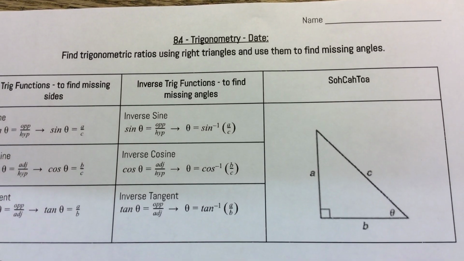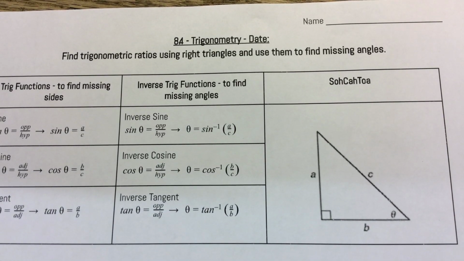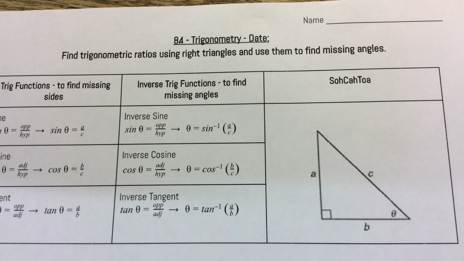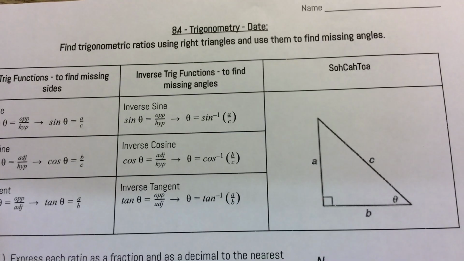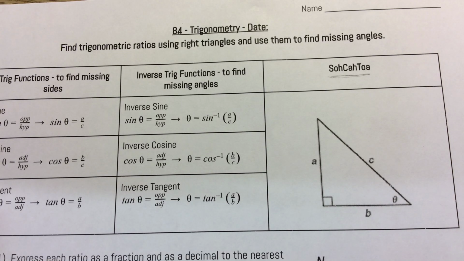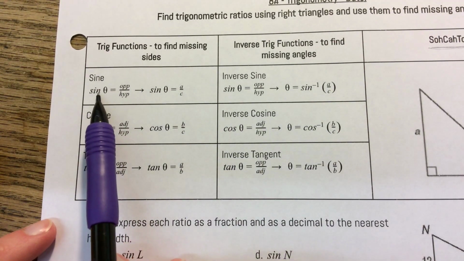Alright, trigonometry. So we are going to look at finding trig ratios using right triangles and also use them to find missing angles in right triangles. So this is what we've been talking about in our warm-ups all year. SOHCAHTOA is an acronym, and it stands for sine of an angle.